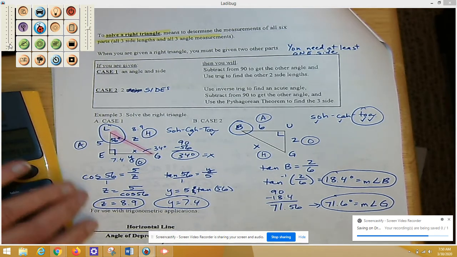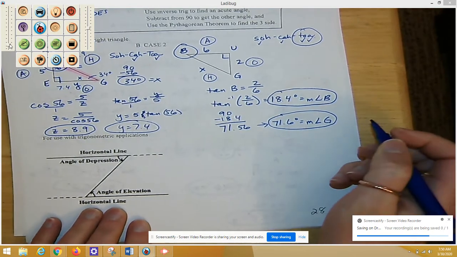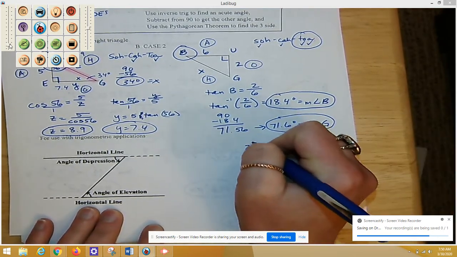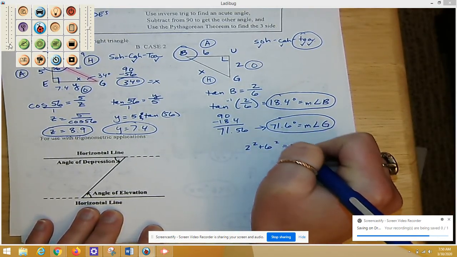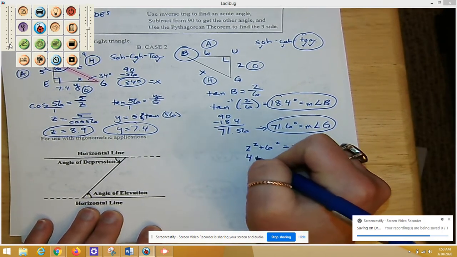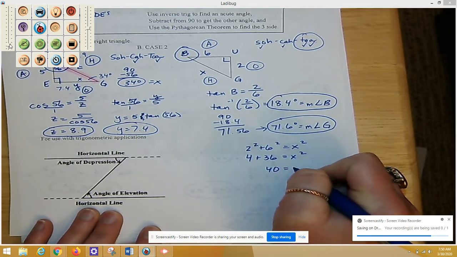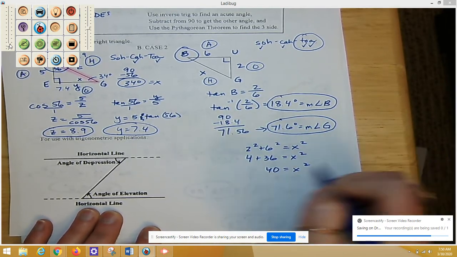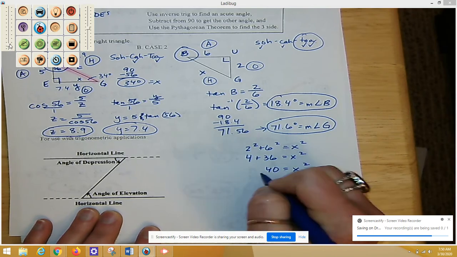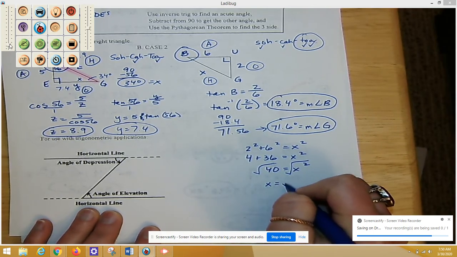So you could use trigonometry if you wanted, or you could just simply use the Pythagorean theorem. So that's going to be 2 squared plus 6 squared equals X squared. Go ahead and pause it and work it out yourself. Okay, 2 squared is 4, 6 squared is 36. So you're going to get 40 when you do the sum of 4 and 36. And I get 40 equals X squared. So the inverse of squaring is square rooting. So I get X equals the square root of 40.